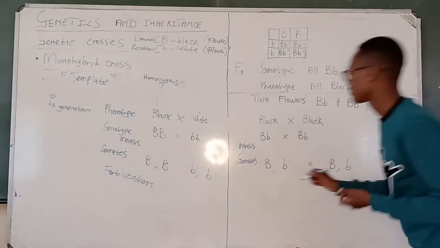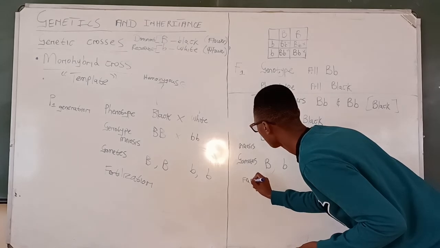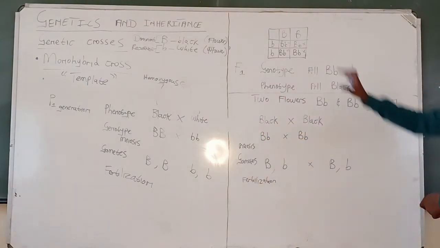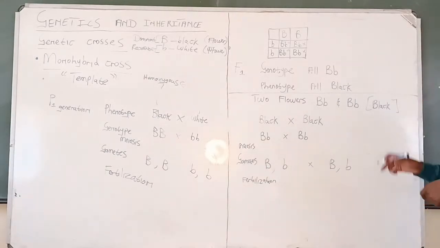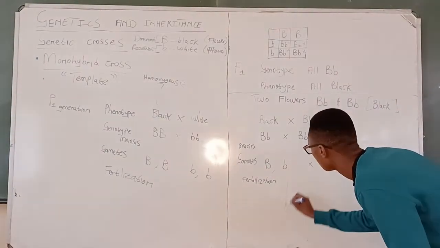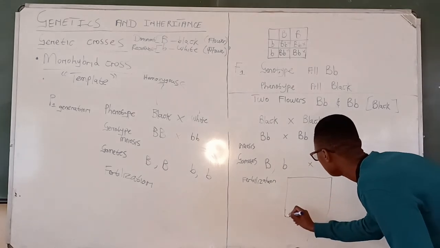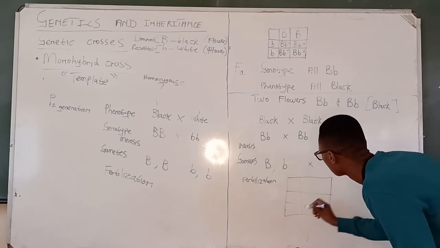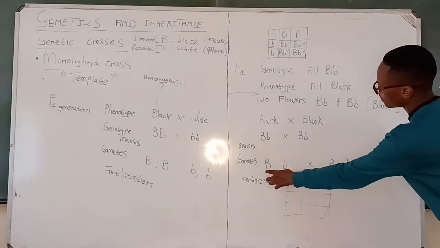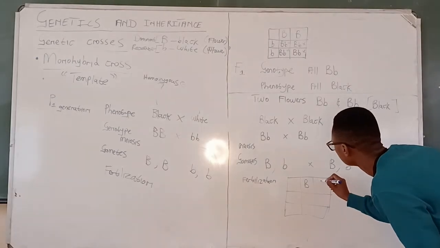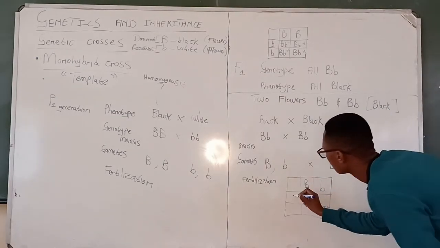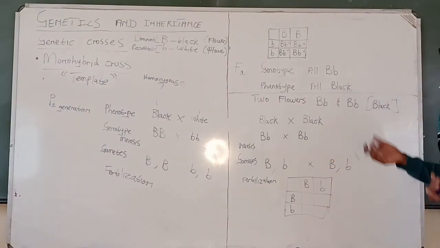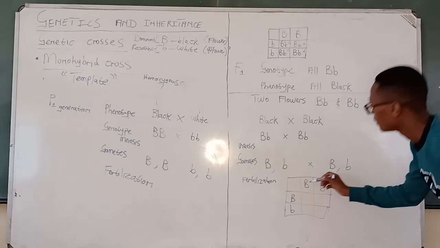And I said that during fertilization, these gametes have to fuse. So I'm going to use a Punnett square to show how these gametes are able to fuse. I'm going to start with these ones. I'm going to put them at the top, and then this one at the side.